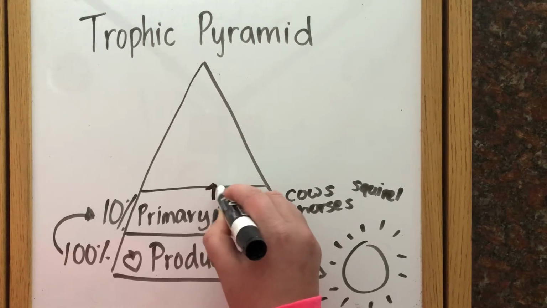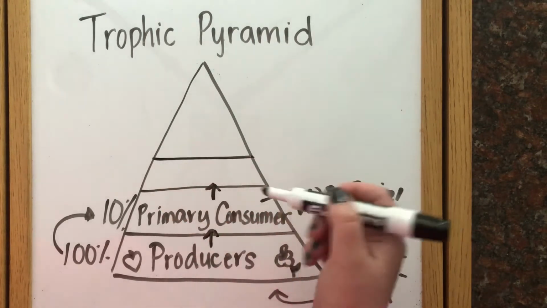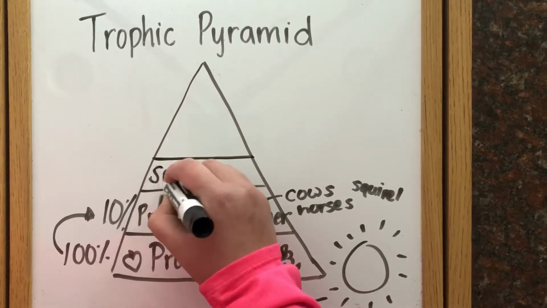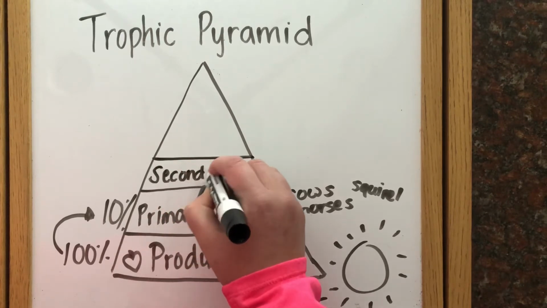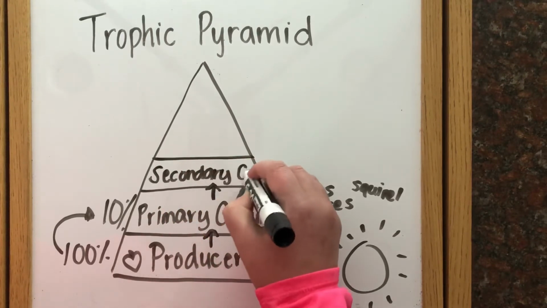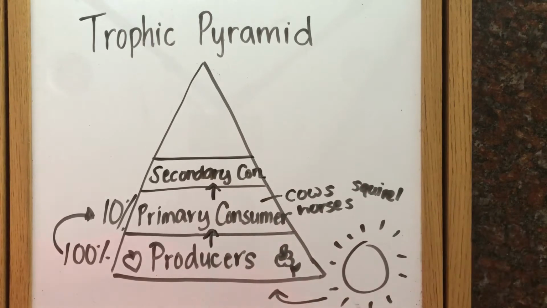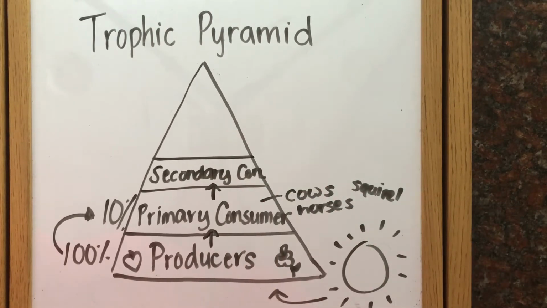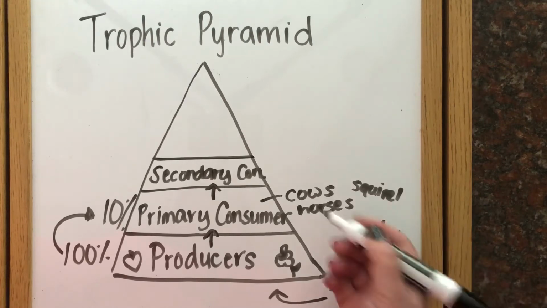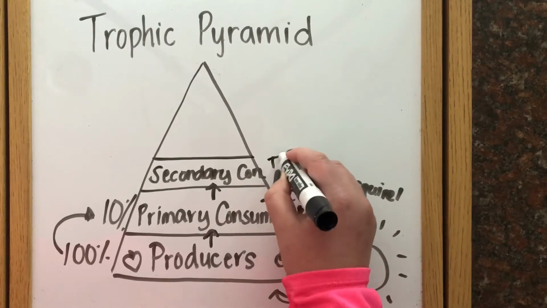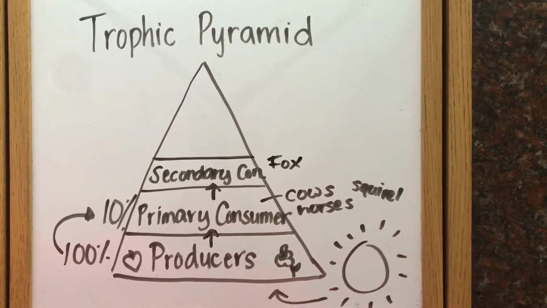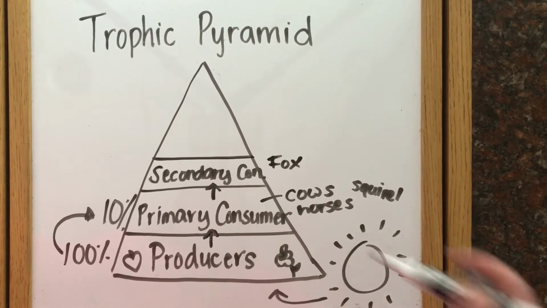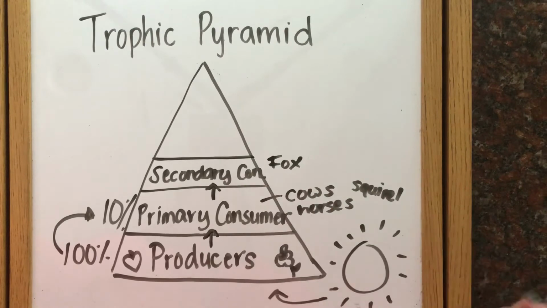If we keep sending energy upwards, we now have our secondary consumer. I'm going to abbreviate consumer. Secondary consumers eat the primary consumers. So, for example, something that might eat a squirrel, maybe a fox. They go after the squirrel babies. So the fox is the next consumer. They typically eat the primary consumers.